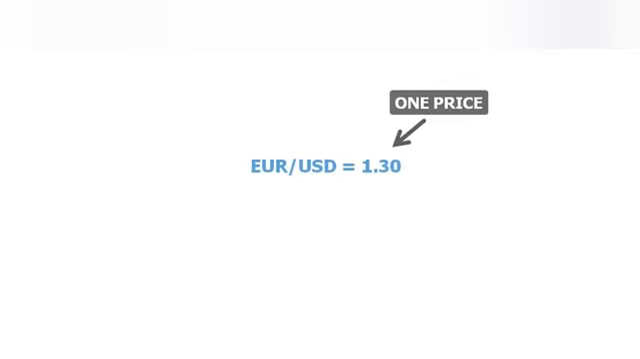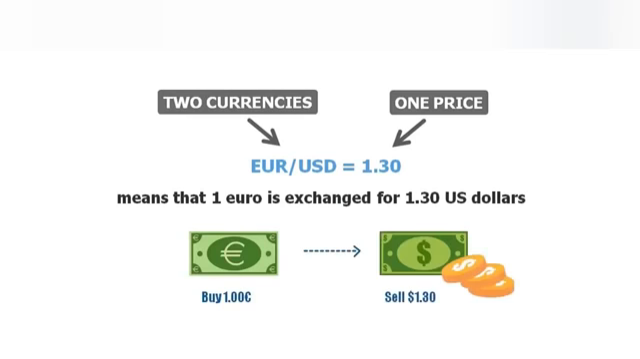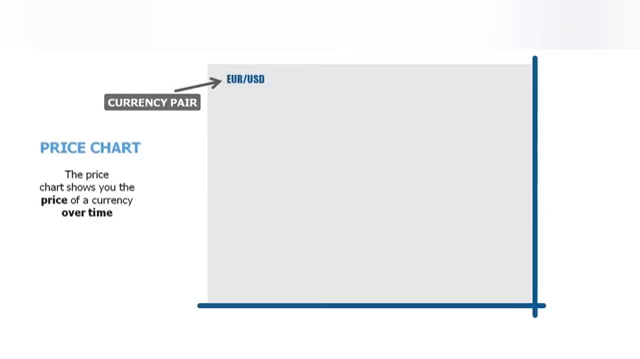A currency pair is referred to as one price. This price is the exchange rate between two currencies. So if the price of the euro-US dollar is, say, $1.30, then this means that €1 is exchanged for $1.30. A price chart shows how the exchange rate between two currencies develops over time. If you look at the chart on the right, you can see that the exchange rate is displayed on the right-hand side, and the time is displayed on the bottom.